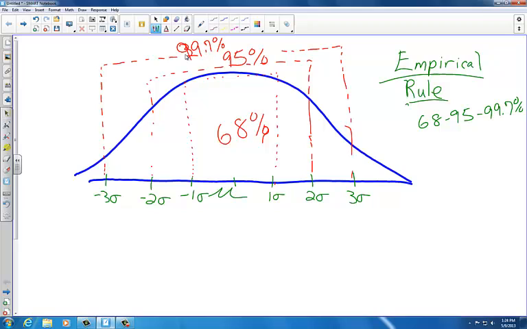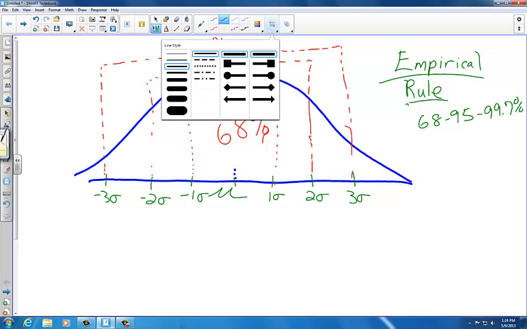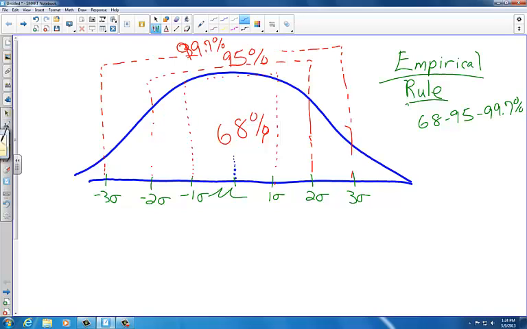Now, we can further subdivide our bell curve using the empirical rule because of its symmetry. So I know that if 68% of my data falls within plus or minus 1 standard deviation of the mean, then between the mean, population mean mu, and 1 standard deviation above the mean, I can expect to find 34% of my data. And the same can be said for population mean mu and 1 standard deviation below the mean. Here I'll also find approximately 34% of my data.